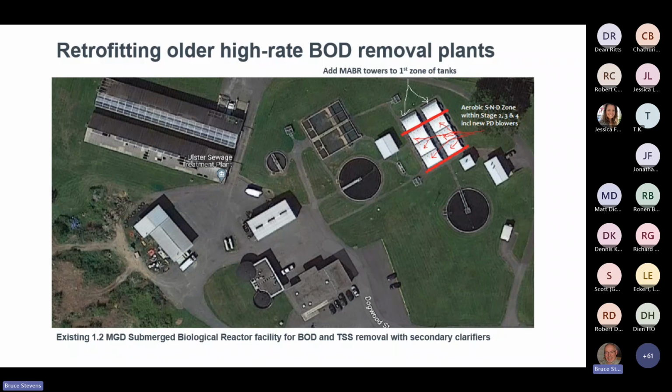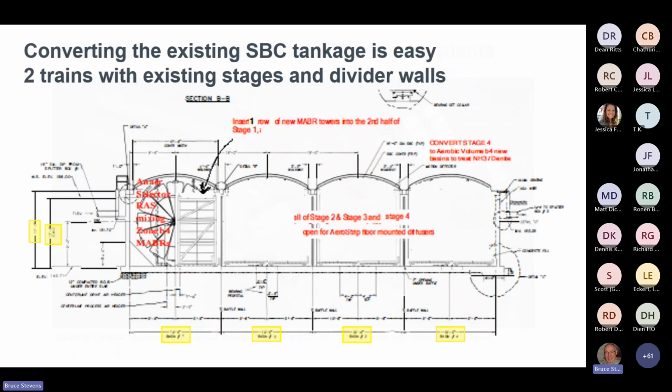The secondary clarifiers remain. They're in good shape. Everything's fine. And we took a look at the unit in more detail. Physically, it's a good fit for the MABR towers, the new design. We can fit several units across the width of each basin. We could continue in the future to add more in the second basin and/or the third if they ever decided to get down to very, very low nutrient removal limits.